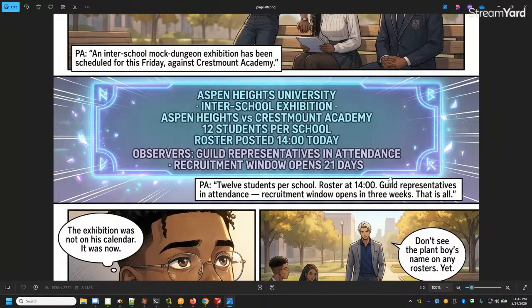Aspen Heights University Inter-School Exhibition, Aspen Heights versus Crestmont Academy, 12 students per school. Roster posted 1,400, that would be 2 o'clock. Observers and guild representatives in attendance, recruitment window opens 21 days. 12 students per school, and so on.